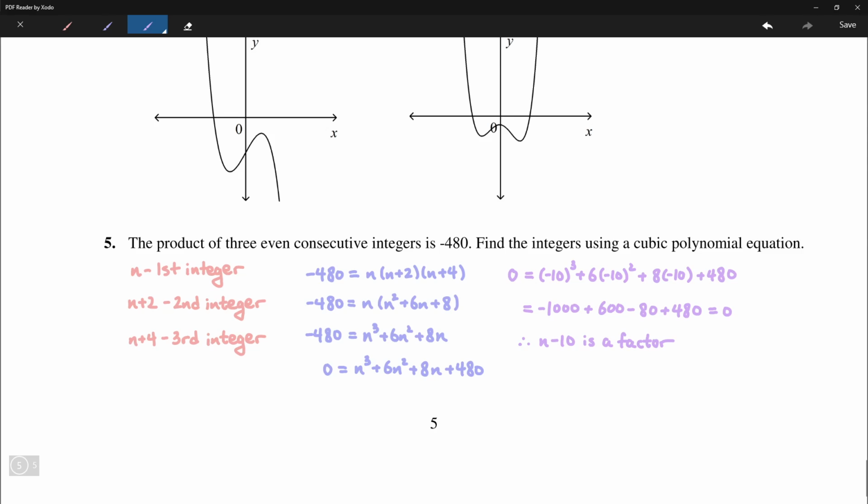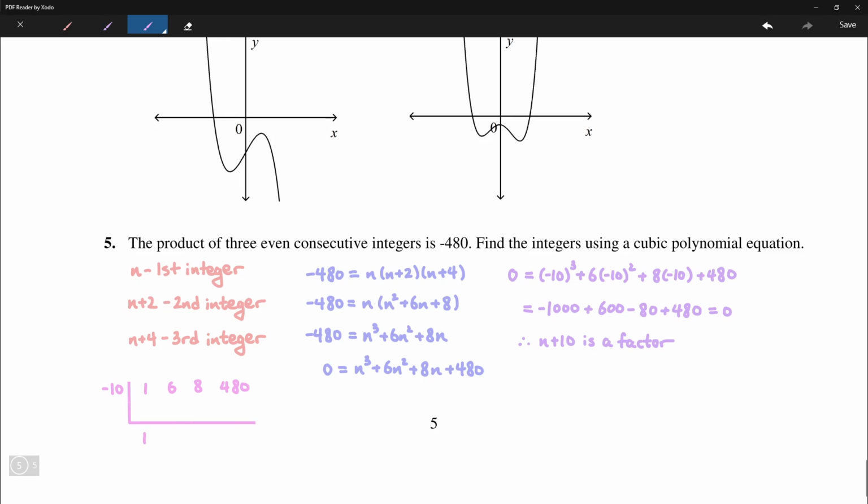So the next step is to divide. And so we will divide here. Oh, sorry, n plus 10 is a factor. Sorry about that. Okay, right. So here we have negative 10, and then the coefficients 1, 6, 8, and then 480.